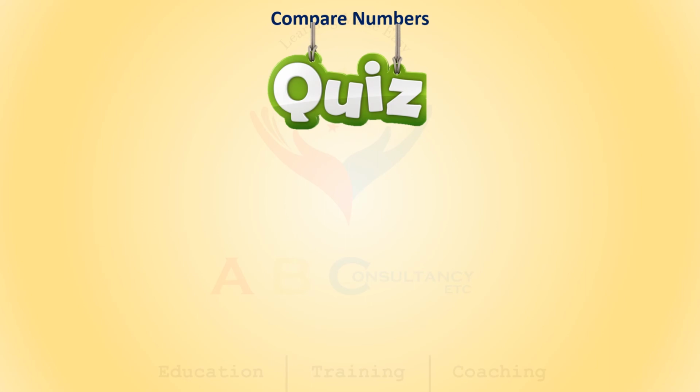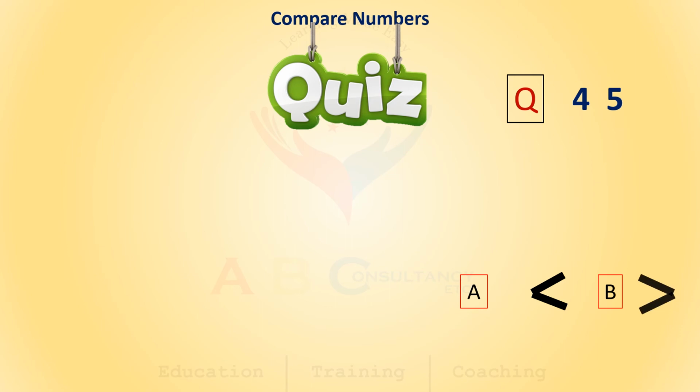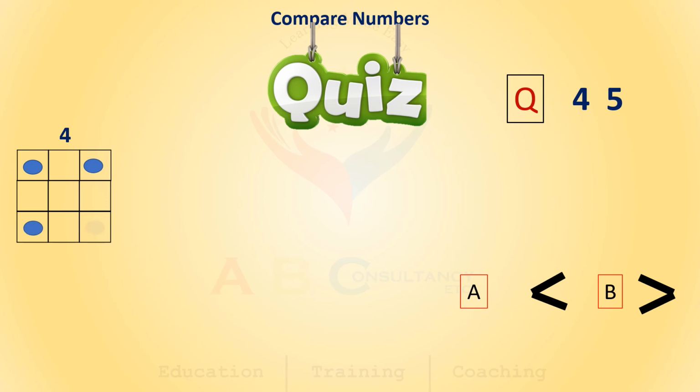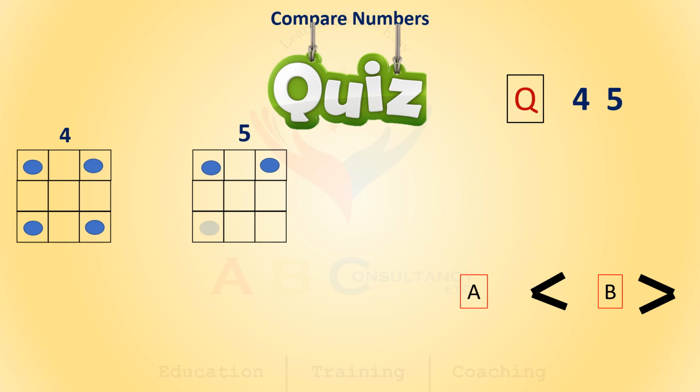Compare these numbers 4 and 5. 4, 5, 4 is less than 5.